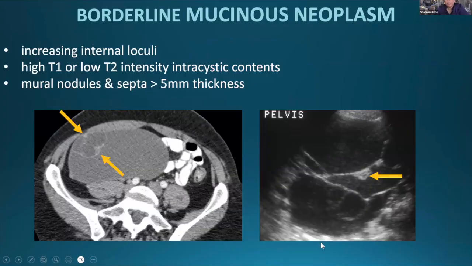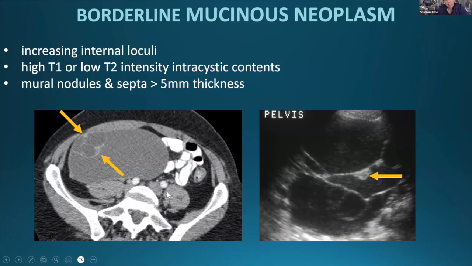What about borderline mucinous neoplasms? What do they look like on imaging? They're typically more complex. You'll see increasing internal loculations. You can see high T1 or low T2 intensity within the intracystic components, and then increasing septal thickness and mural nodularity more than 5 millimeters.